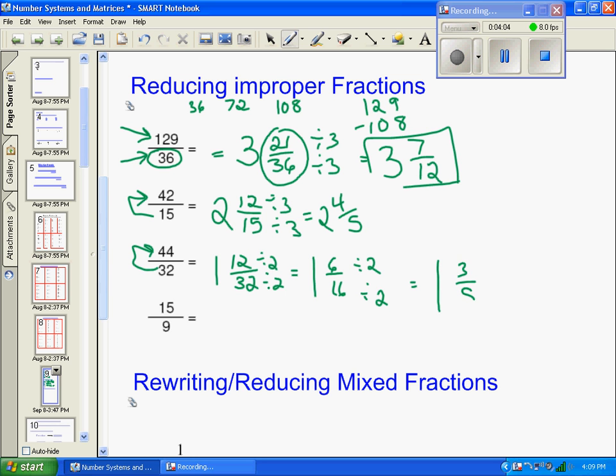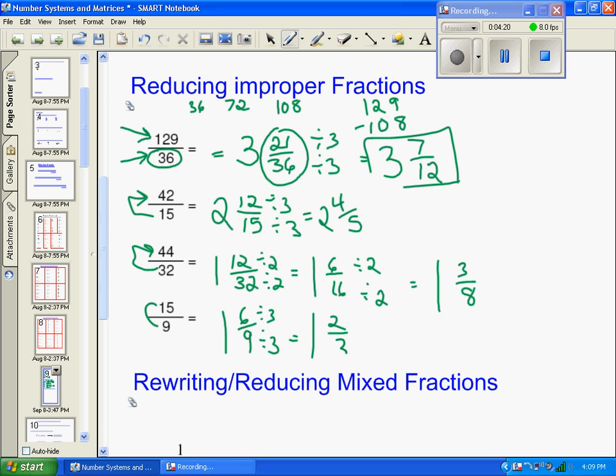Okay, 24 over 15, again, it only goes in one time. 15 from 24 leaves 9 fifteenths. Divide by 3 to reduce, top and bottom. You get 1 and 3 fifths.